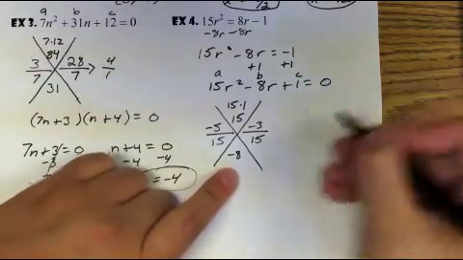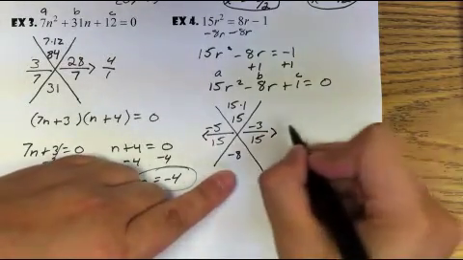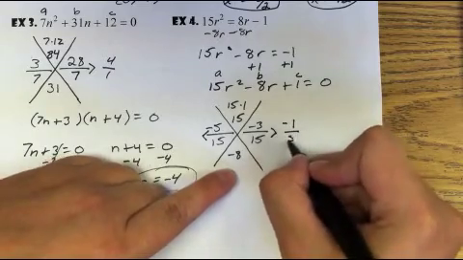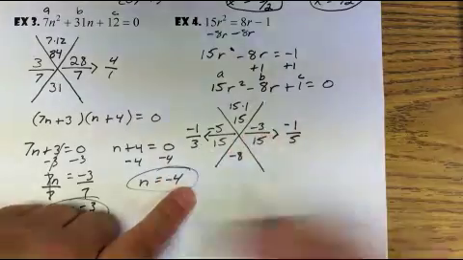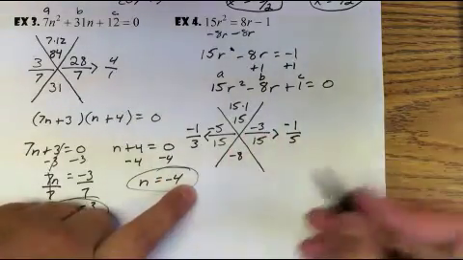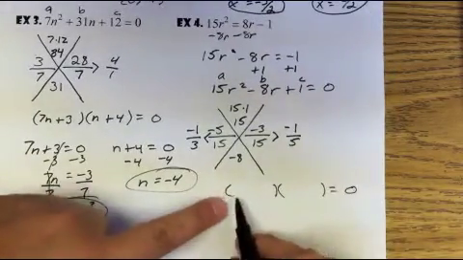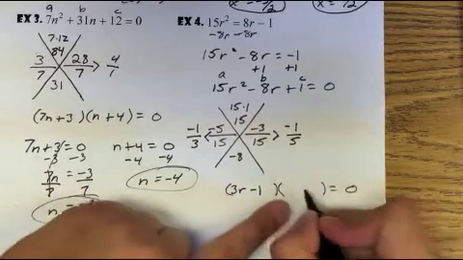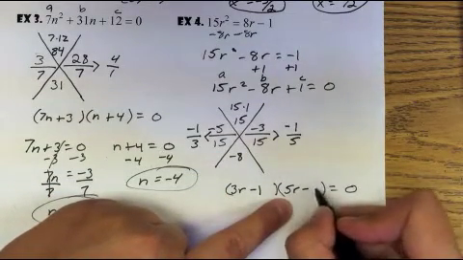We do need to reduce in this problem. So we get negative 1 over 5, and then negative 1 over 3. Now we can set up our parentheses. What goes first? Denominator. So we have 3r minus 1, and we have 5r minus 1.